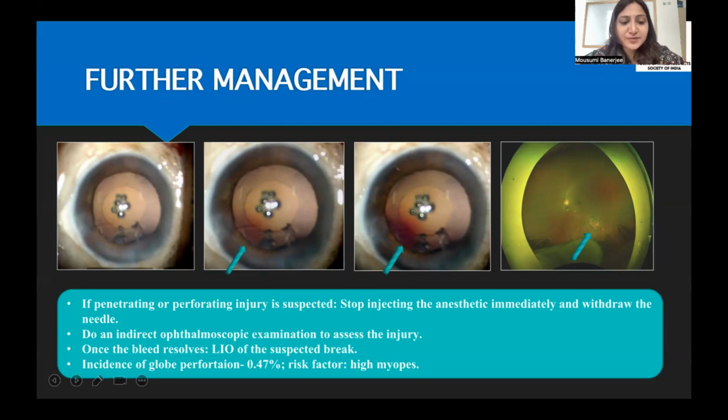So if a penetrating or perforating injury is suspected, stop injecting the anesthetic immediately and withdraw the needle. Do an indirect ophthalmoscopic examination to assess the injury. Once the bleed resolves, LIO of the suspected break has to be done. The incidence of globe perforation is around 0.47%, with high myopes being one of the major risk factors. So we need to be very careful while giving a block in cases of high myopes.